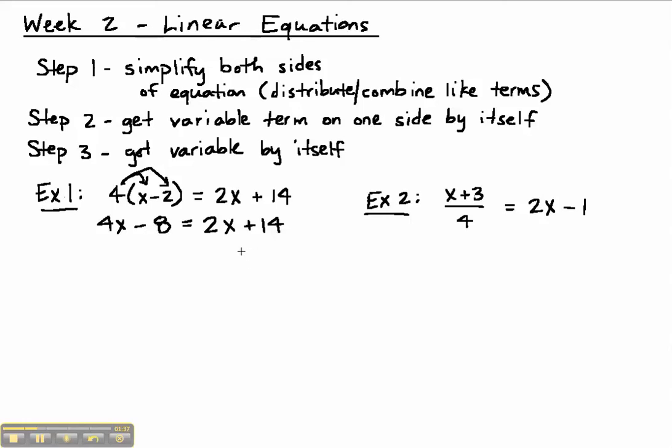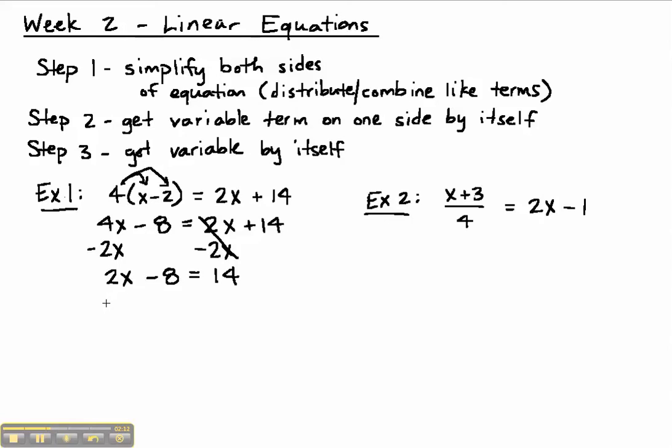And now on to step 2, we have to get the variable term on one side by itself. We have a 4x and a 2x. We need to get all the x terms on either the left side or the right side. It doesn't matter which one. I like to keep my x terms on the left-hand side. So to get the x term on the left-hand side, I need to subtract 2x from both sides. And this cancels out my x terms on the right-hand side, leaving me with 2x minus 8 equals 14.